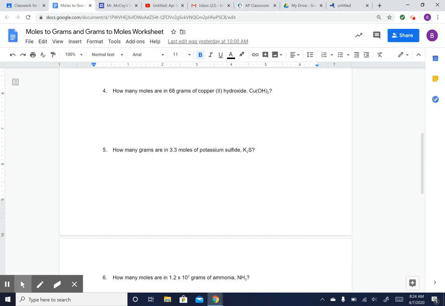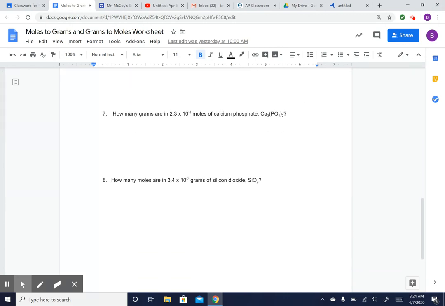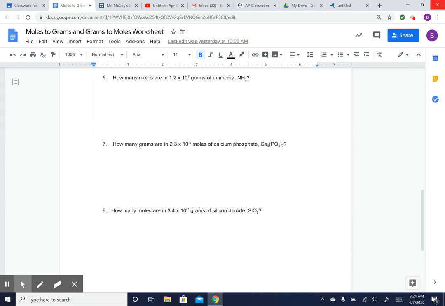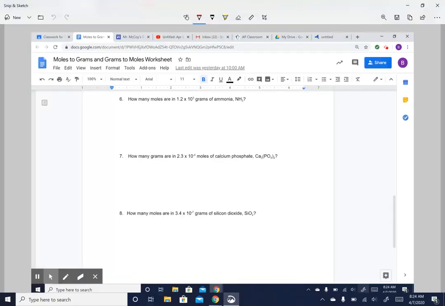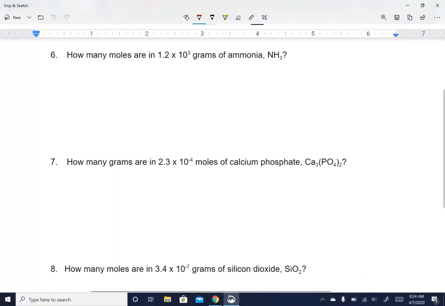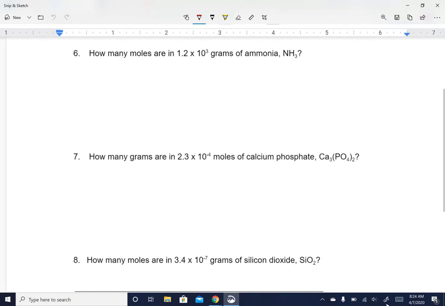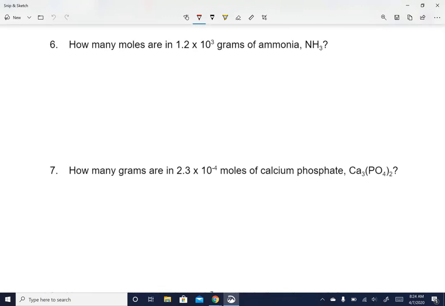All right, back to this. I can squeeze all these in here. So number 6, how many moles are in 1.2 times 10^3 grams? That just means 1,200, because you move the decimal 3 places to the right. How many moles are in 1,200 grams of ammonia?